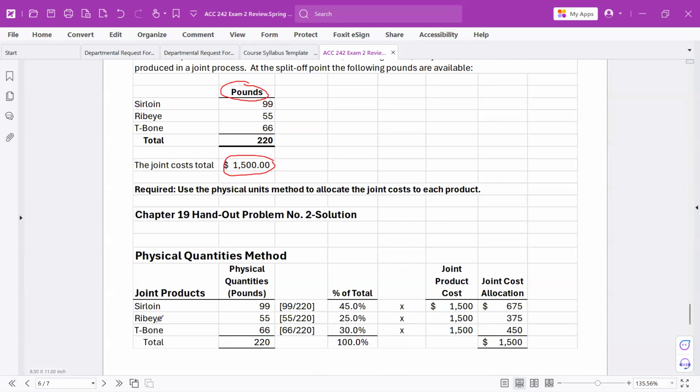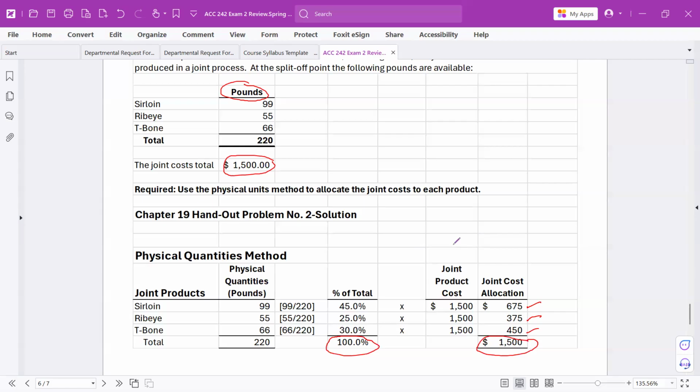So the sirloin, the ribeye, and the T-bone, we got the pounds, and then the percentages, 99 out of 220 is 45%. 55 out of 220 is 25. 66 out of 220 is 30. Multiply the percentages times the joint cost of 1,500, and that's the allocation of that joint cost. And again, you always want to make sure you add down so that you don't have any math errors. You want to ensure that you've allocated the entire amount of the joint cost. And your percentages, of course, always need to add to 100%. That's the physical units method of allocating the joint cost.